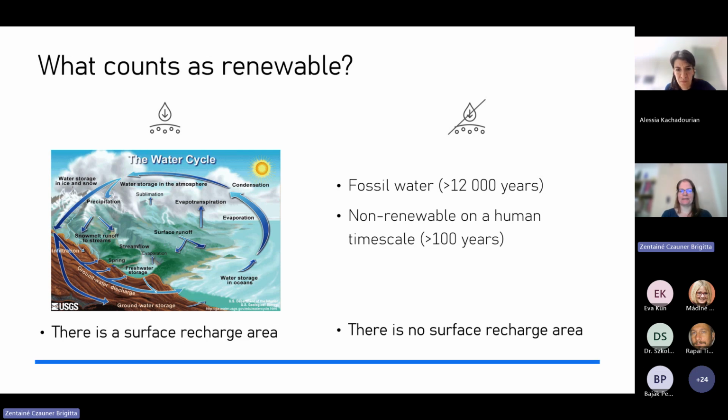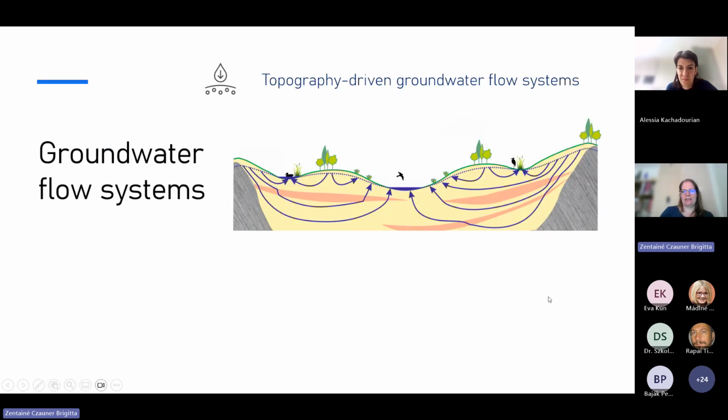Now, in the following, you will see that in our interpretation, we will use the term renewable for those groundwater resources which have surface recharge areas, so which have a connection to the land surface where surface waters or precipitation can infiltrate and feed groundwater flow systems, while I will call non-renewable those groundwater resources which have no surface recharge area, which have no connection to the land surface, so they cannot be fed by precipitation or other surface waters.